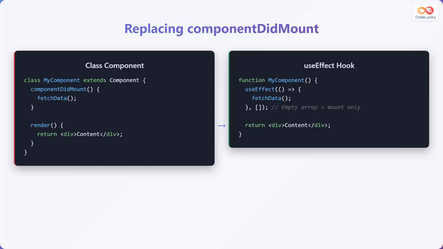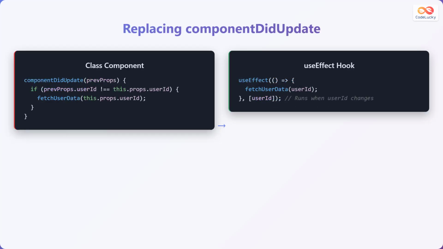Notice the arrow between the class component example and the useEffect hook example, showing how we are moving from the old way of doing things to the new way of using React hooks. This is how useEffect with an empty dependency array replicates the behavior of componentDidMount.